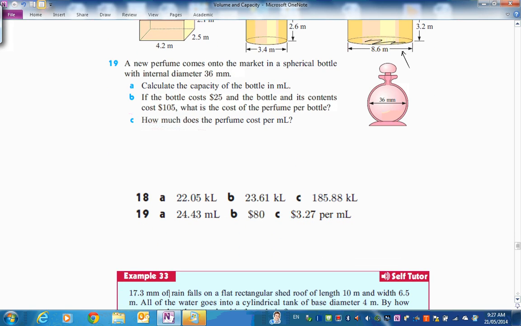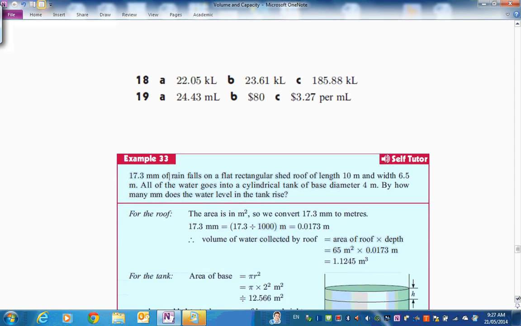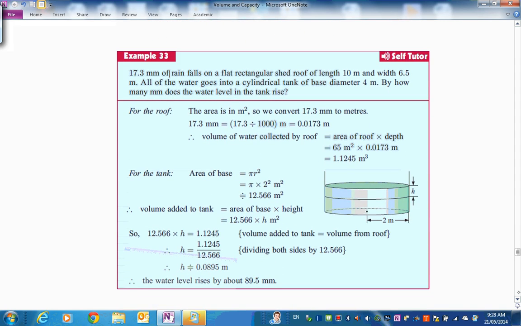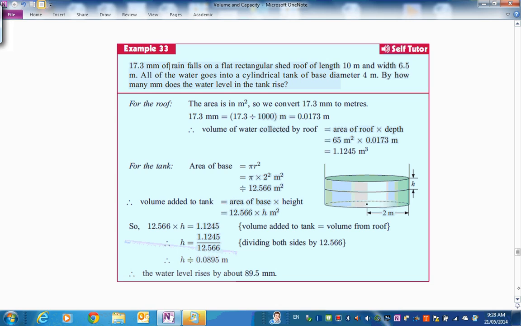Okay, so there are the answers. All right, let's look at some practical problems. These are important, aren't they? If you're looking at being on the land or supplying water for a family. Here we are: 17.3 millimetres of rain falls on a flat rectangular roof shed, length 10 and width 6.5. All the water goes into a cylindrical tank of base diameter 4. How many millimetres does the water level in the tank rise?